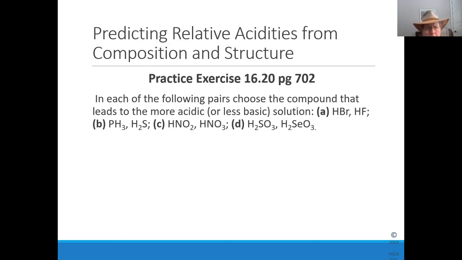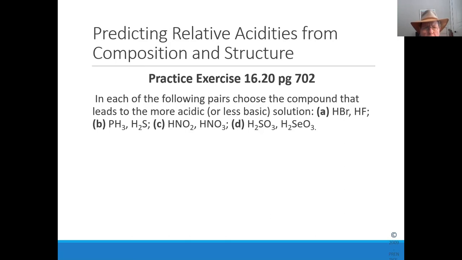Okay? Parker. HNO2, HNO3. It's going to be the one with more oxygens that's the stronger acid. We're talking about nitric acid. HNO3 is stronger than nitrous acid, HNO2. Yes. Okay, Jordan.